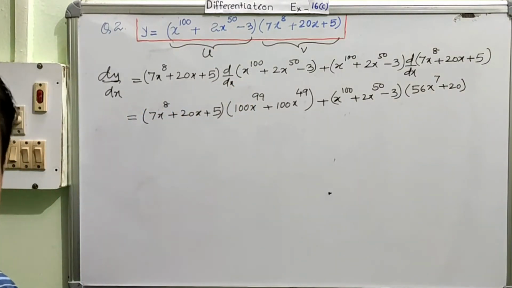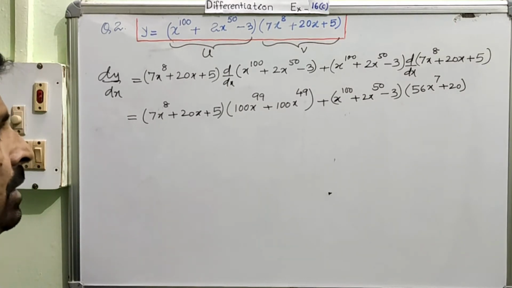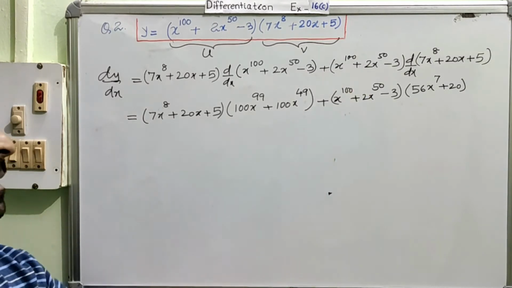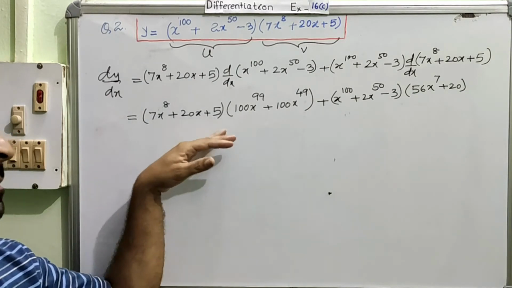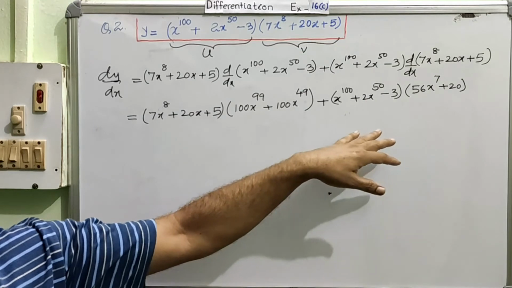Are you getting me? Any doubt? And after this, what we can do is, we need to simplify. But since the expressions are very big, therefore, in the book, I have seen that they have left the answer in the same form.